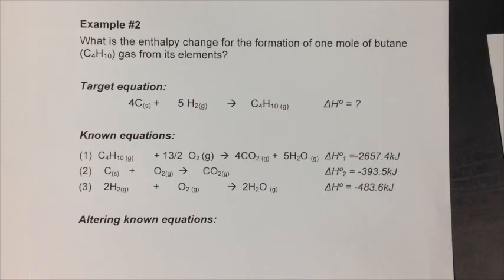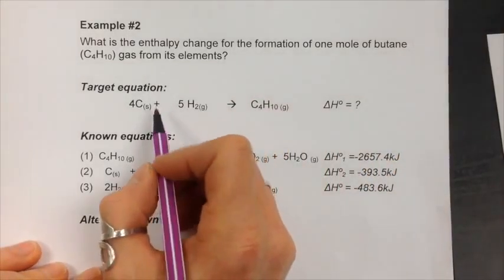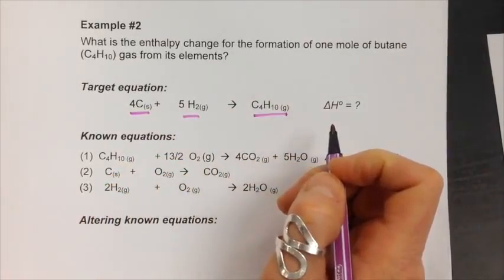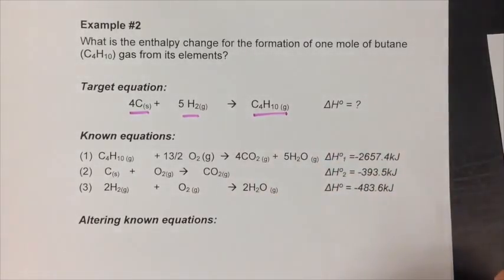Okay, this is example number 2. What is the enthalpy change for the formation of 1 mole of butane from its elements? So again, we very rarely make butane from its actual elements.